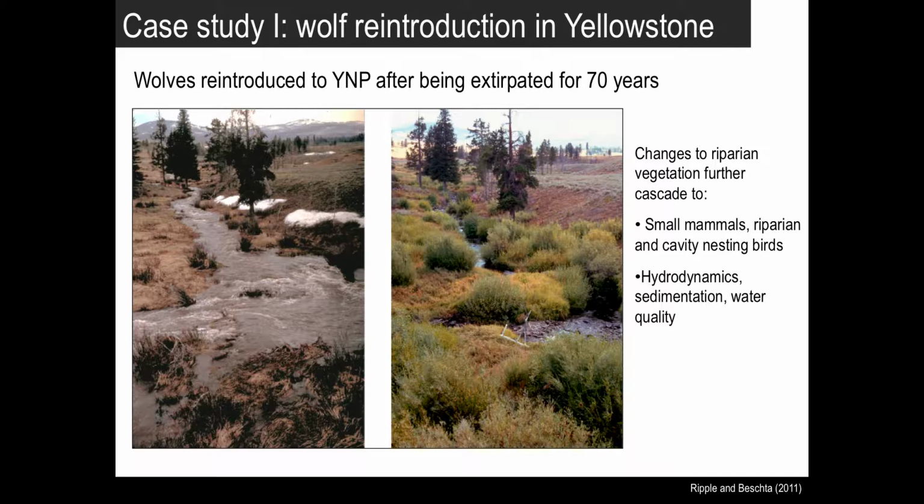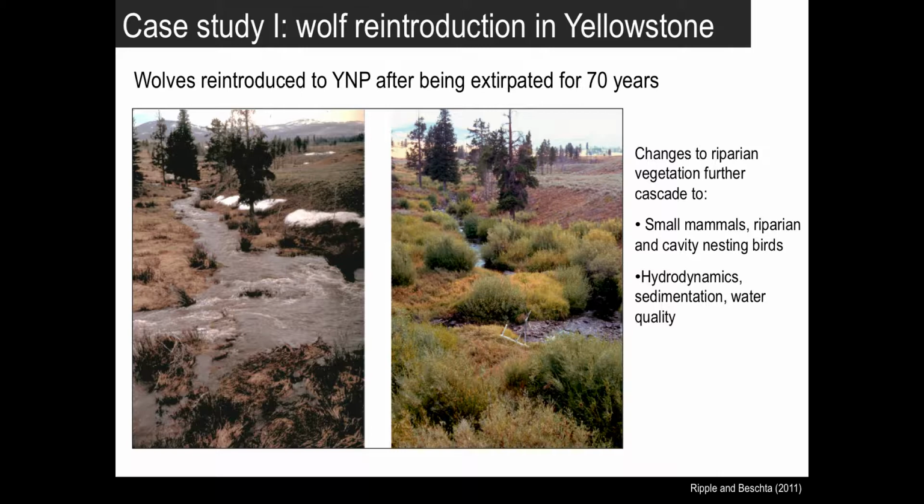And so you see here on the left this photo showing the riparian area when the wolves had been extirpated, and this is a riparian area after wolf reintroduction. And so in addition to the very obvious vegetation changes that you see, much more riparian scrub and willow species, we can see some changes to hydrodynamics, sedimentation, water quality, small mammal habitat for riparian and cavity nesting birds.